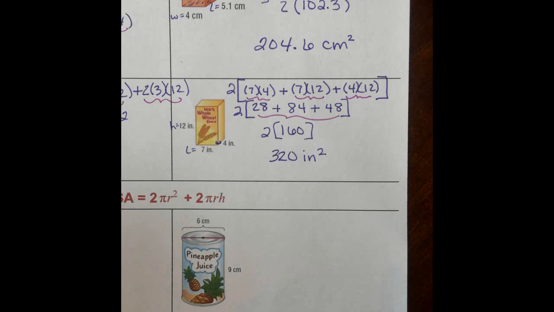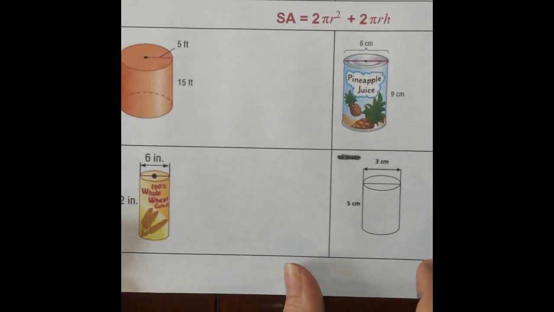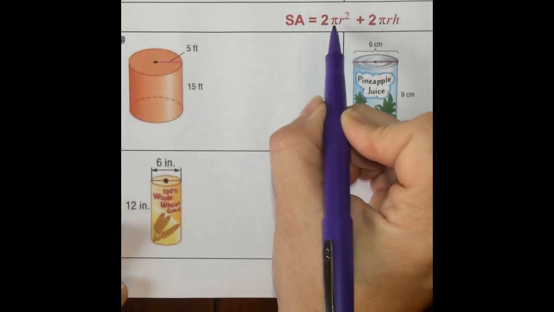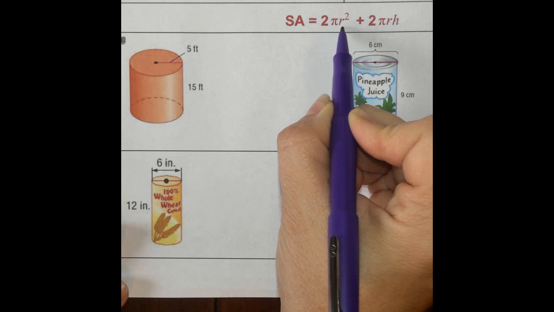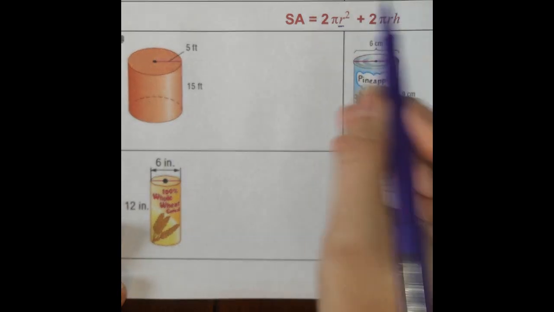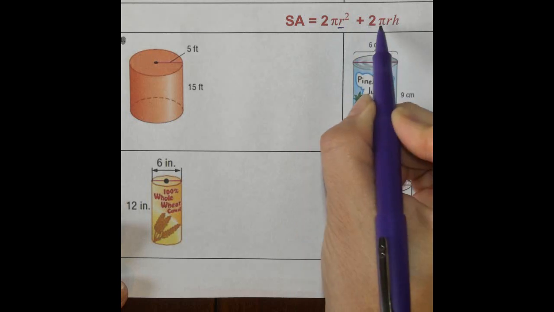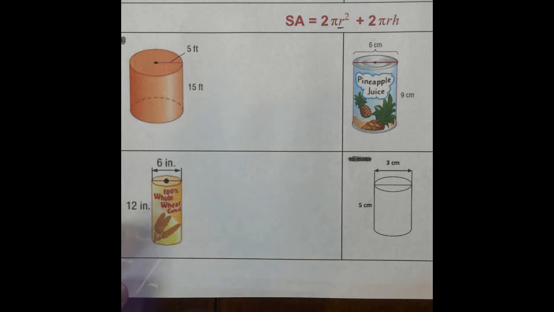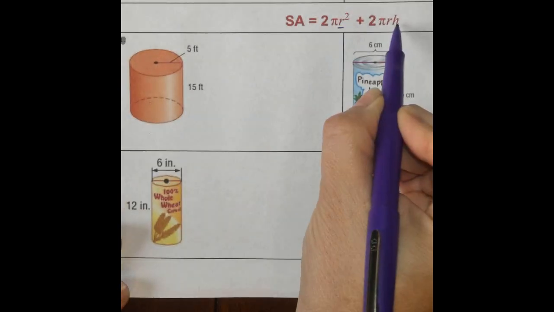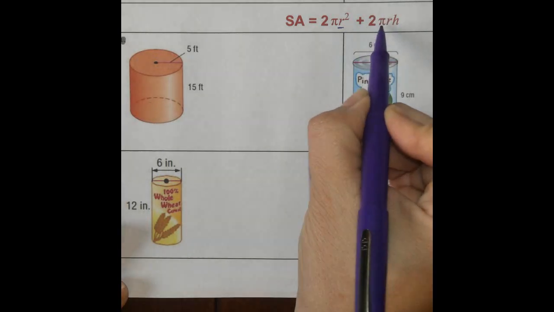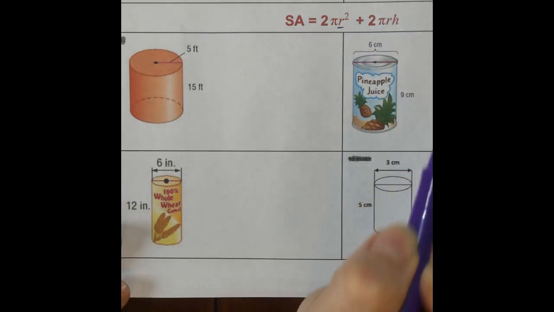Okay, moving on to cylinders. Cylinders seem to be a little bit more complicated. Surface area is 2 times pi times the radius squared, so remember there, the radius is where people get confused, plus 2 times pi times the radius times the height. Okay, so we need the radius and we need the height from our shape. Okay, we already know that pi is represented by 3.14.